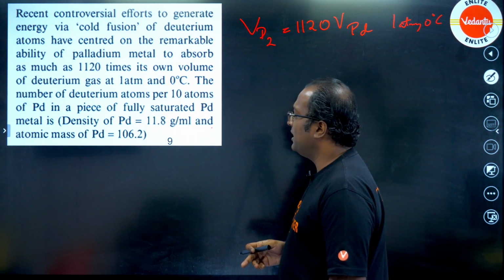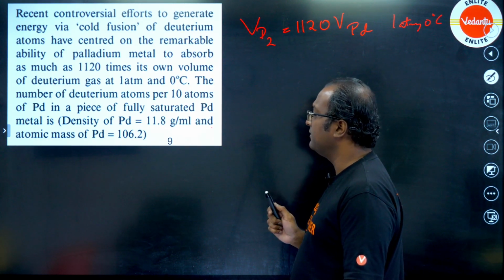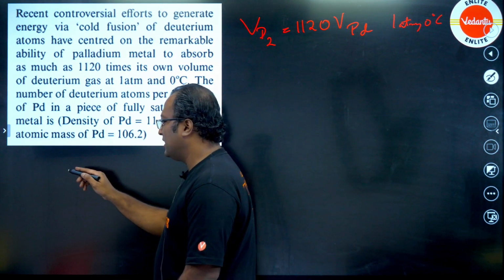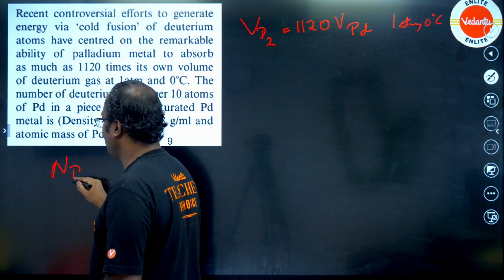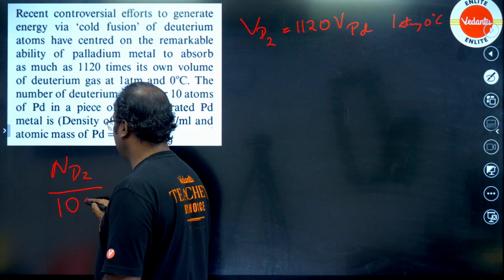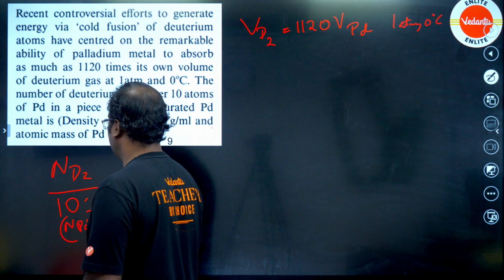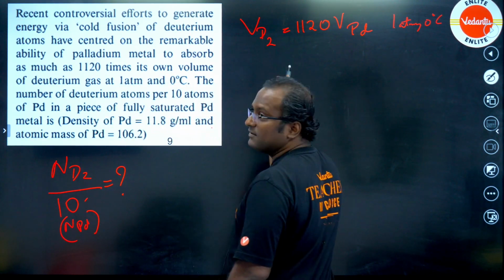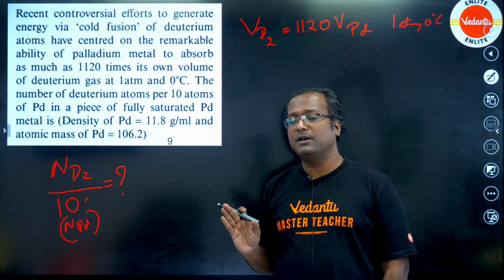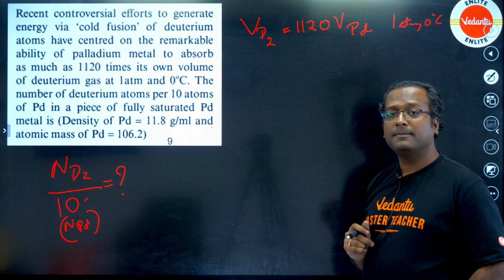Next, the number of deuterium atoms per 10 atoms of palladium in a piece which is fully saturated. So what he is asking us to find is the number of deuterium atoms per 10 palladium atoms. This 10 is the number of palladium atoms. He is asking what this number is, and we have only this relationship with us. The question looks very simple, is very simple, but just reaching till this point was the task.